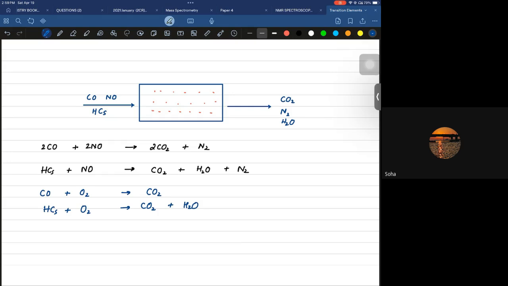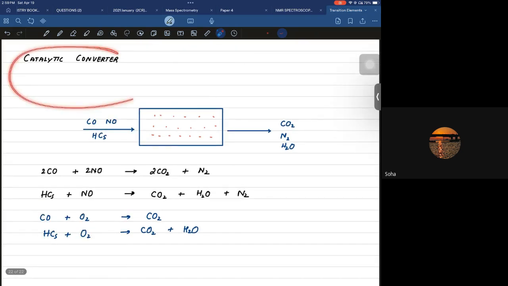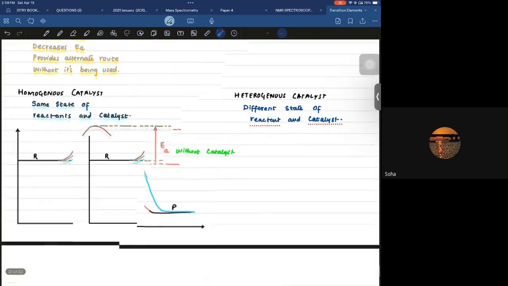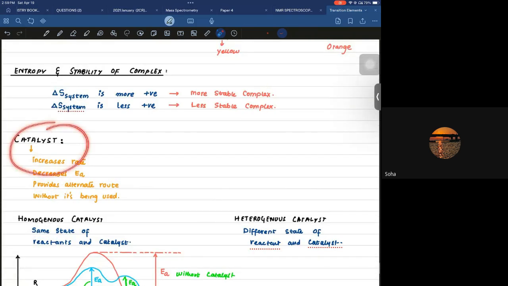So in a catalytic converter, different reactions take place. Some reactions are reduction reactions and some are oxidation reactions. Generally speaking, these two reactions are oxidation reactions. We have to discuss this catalytic converter under the heading, the catalyst.